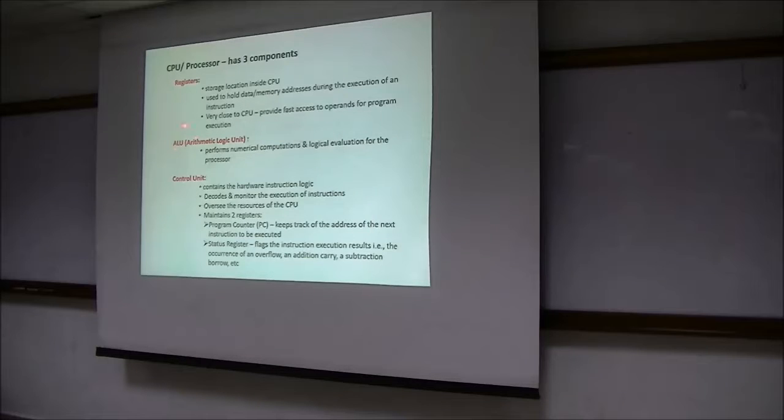Simple. So next we go to the next component, which is the ALU, arithmetic logic unit. From the name itself, you know that it performs numerical computation and also logical operations of the processor, like AND, OR and things like that. Is it okay? Are you all following?